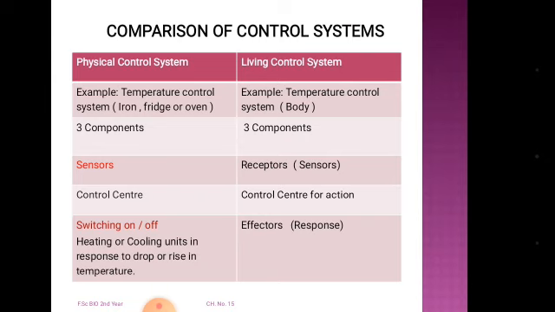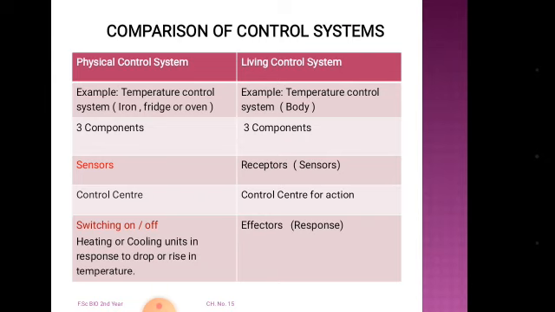Control system consists of two types. One is the physical control system, the other is the living control system. Let's consider the example of temperature control system. In a human body, the control system also consists of three components. Similarly, a physical control system consists of three components.